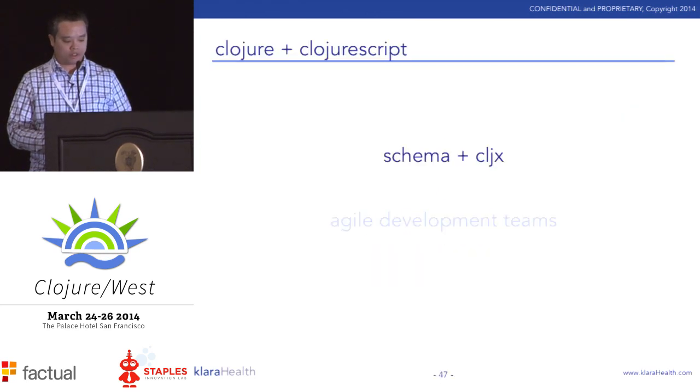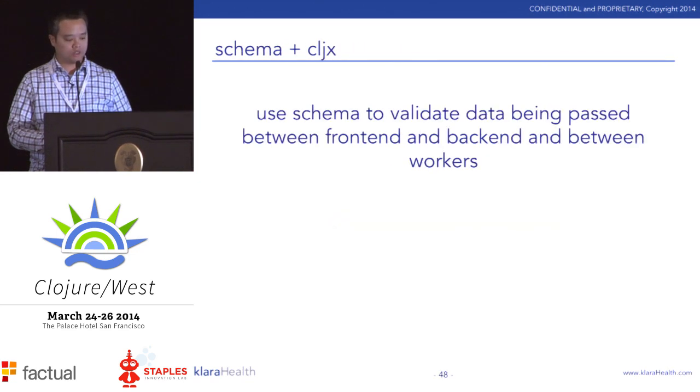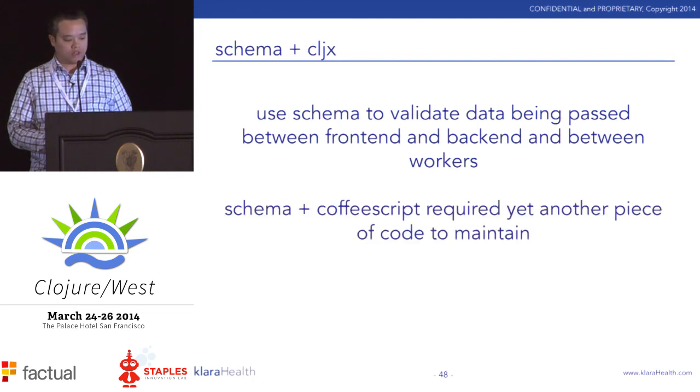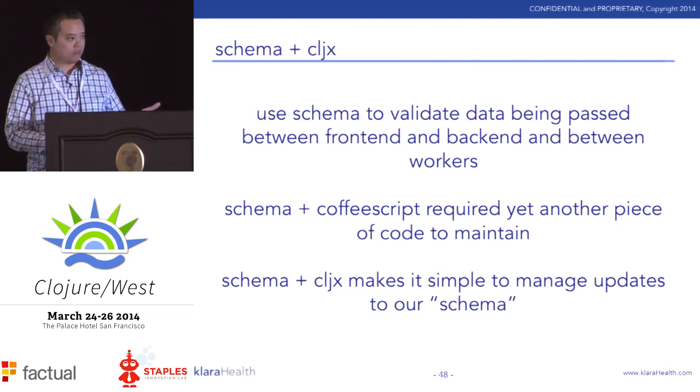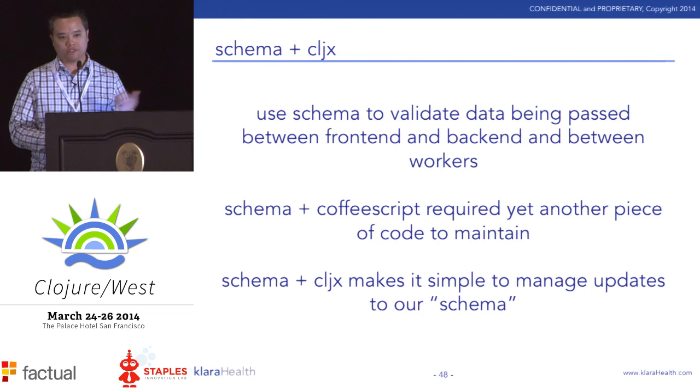Using them together, as I mentioned, we're using schema on both the front and the back end just to validate the data, the maps and whatnot. When we were doing it with CoffeeScript, there was another piece of code to maintain, and by combining them, it became pretty simple to manage updates. Basically, we didn't have to do anything anymore. And now that I understand our workflow better, there's no reason why we couldn't call the validation functions from CoffeeScript or JavaScript or whatnot.